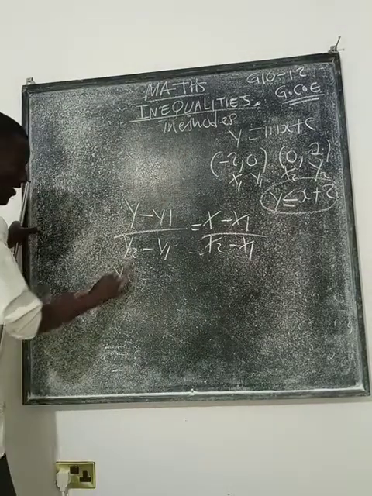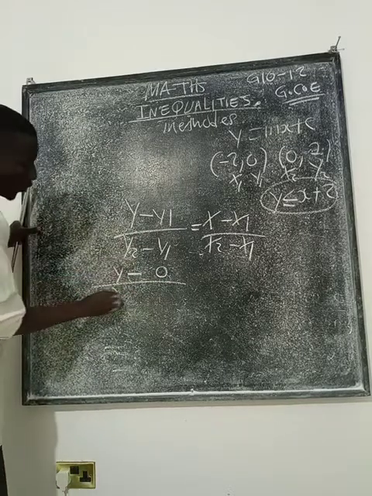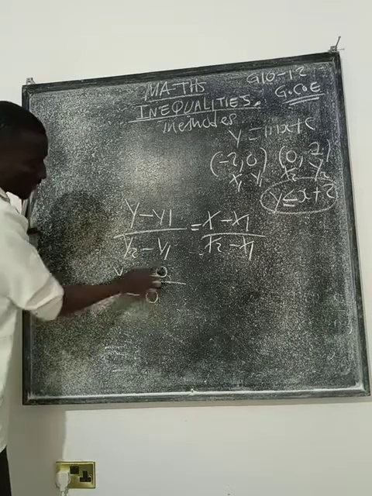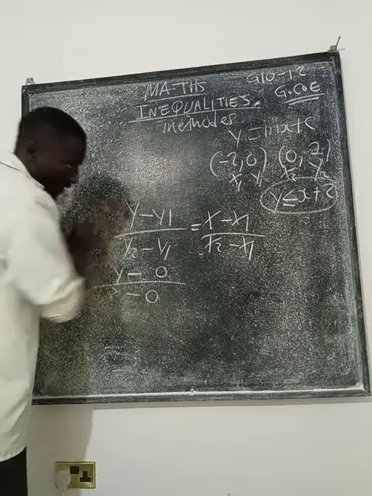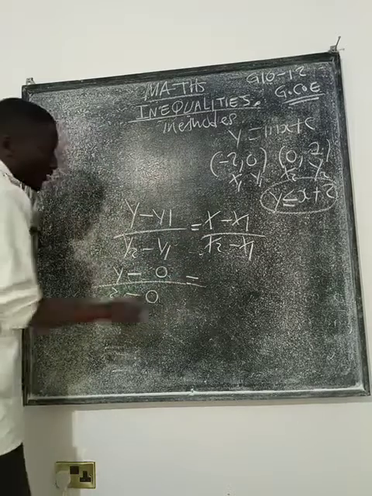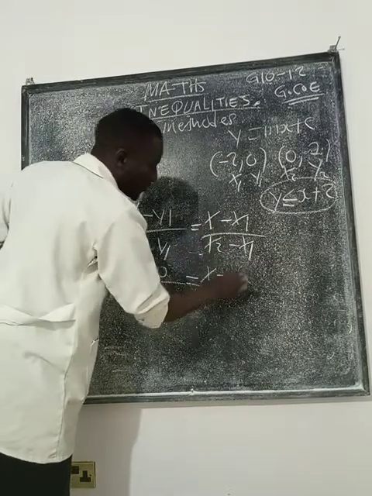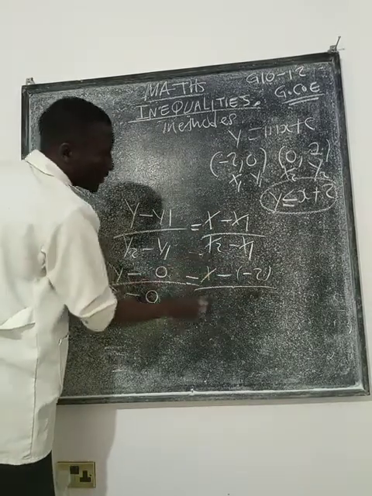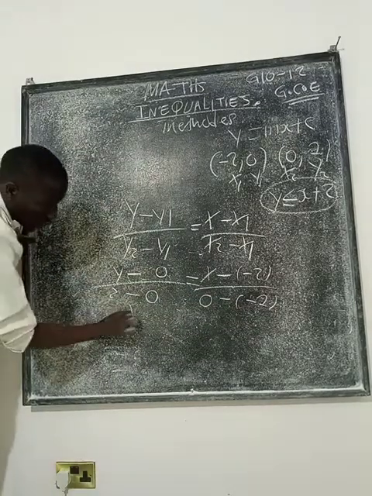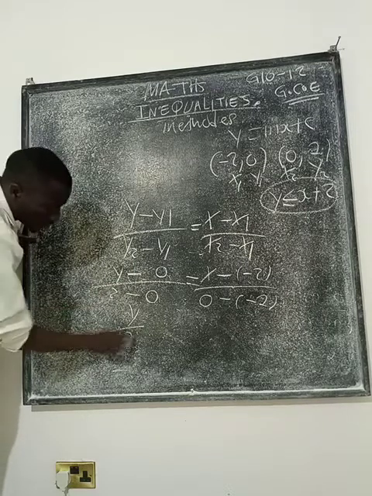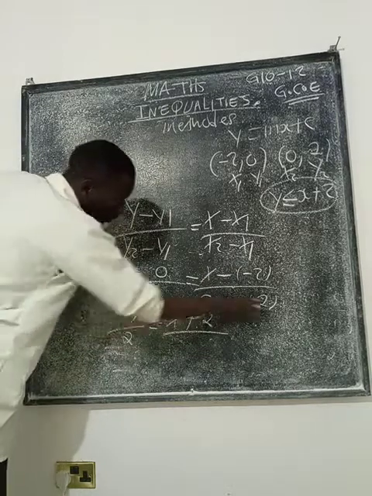Okay, y1 is 0 over y2 is 2 minus y1 is 0. They have to be the same. For me, I will then replace this with an equal sign. And then x1 is negative 2, x2 is 0, negative 2 like that. So y minus 0 it is y. 2 minus 0 is 2 equals x plus 2, which will just be 2.